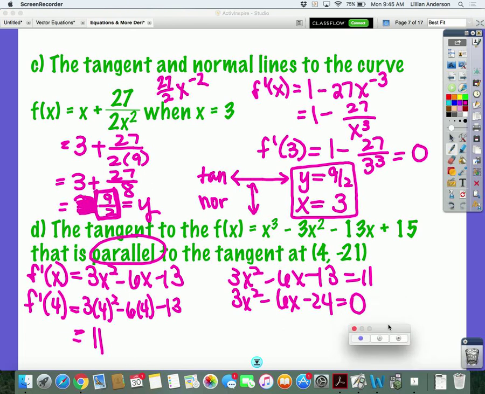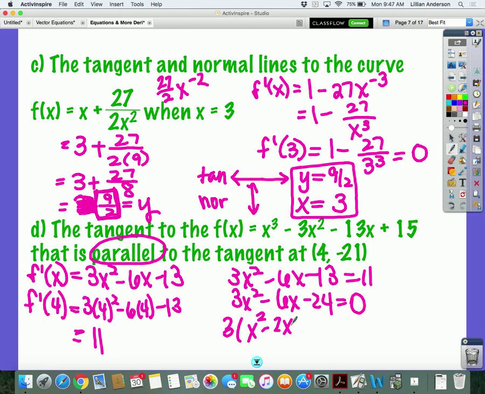Okay? This one here, you should be able to recognize that every single term is divisible by 3. So you can factor out a 3, and then maybe it'll make it a little bit easier to see if you can factor to solve this. So we can factor out a 3. We'll have x squared minus 2x minus 8.